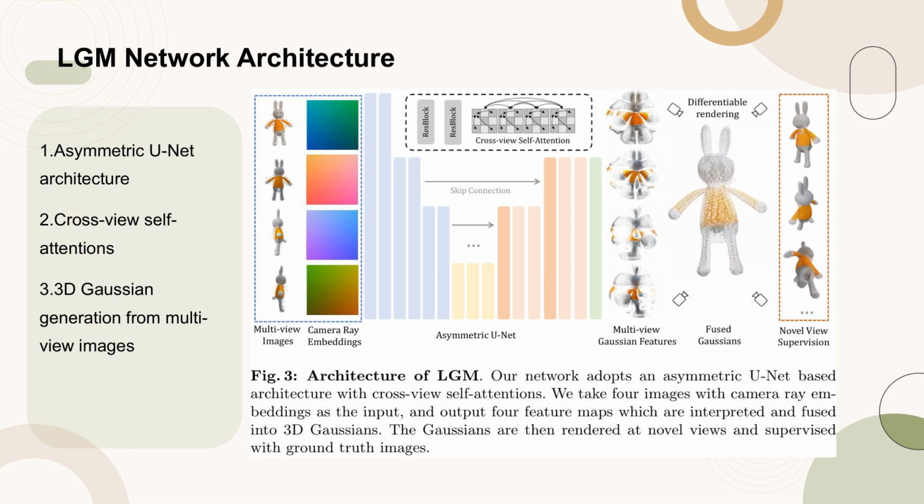Figure 3 illustrates the architecture of the LGM network, which employs an asymmetric U-net design featuring cross-view self-attentions. The network processes 4 images with camera ray embeddings as input, producing 4 feature maps that are subsequently fused into 3D Gaussians. These Gaussians are rendered at novel views and compared against ground truth images for supervision. This architecture enables the generation of 3D Gaussians from multi-view images, enhancing the model's ability to handle complex 3D data.